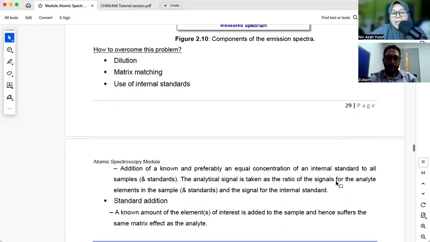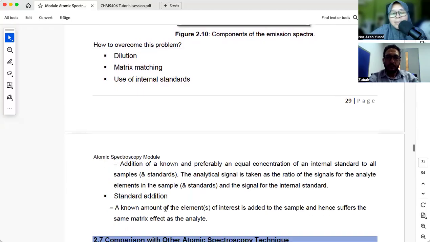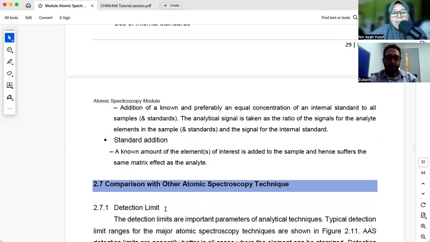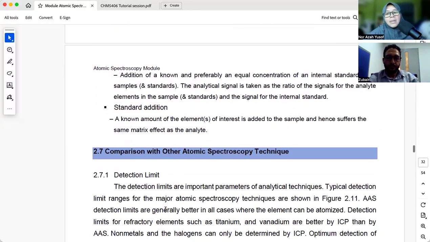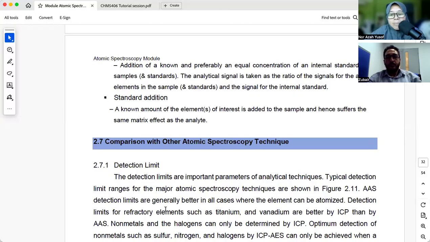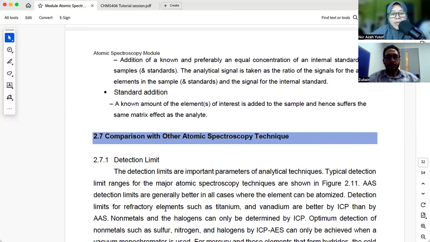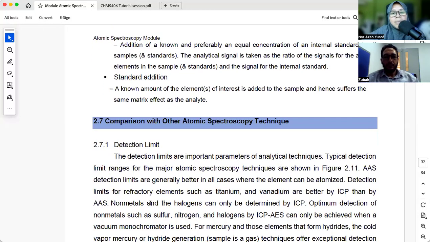Right. Standard addition, okay, the one that we discussed. So detection limits, AAS detection limits are generally better in all cases. But of course, ICP-AES is much better. Non-metals and the halogens can only be determined by ICP. So AAS cannot do non-metals, okay? Even the non-metals and halogens, only selected non-metals and halogens only.